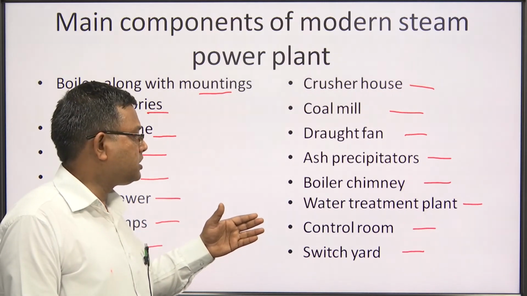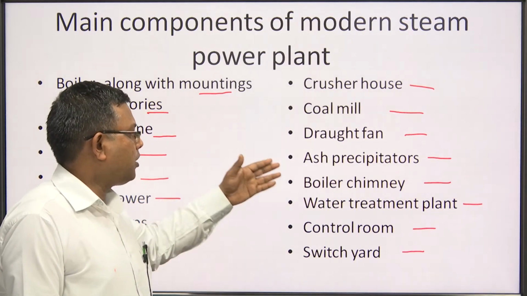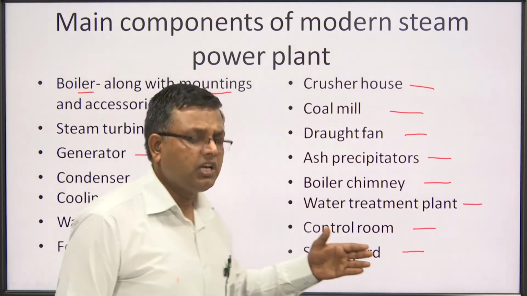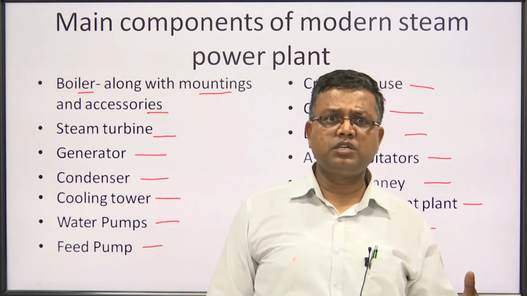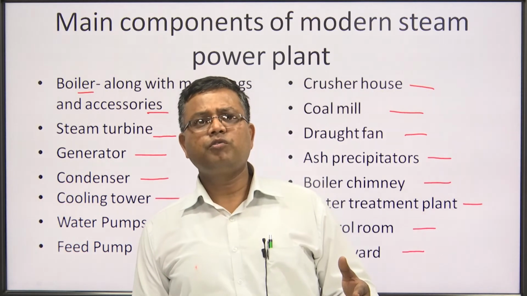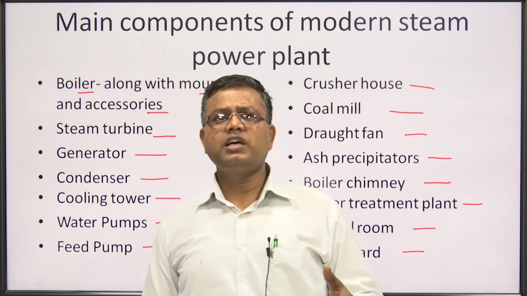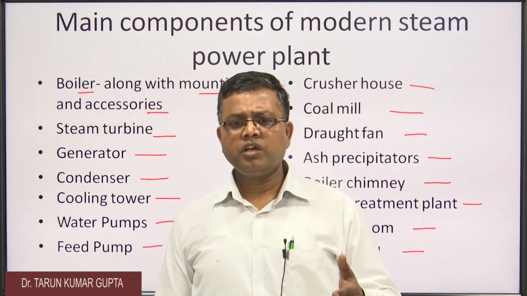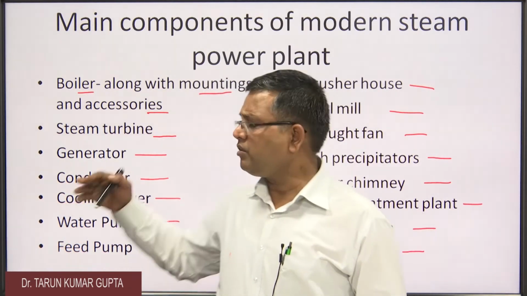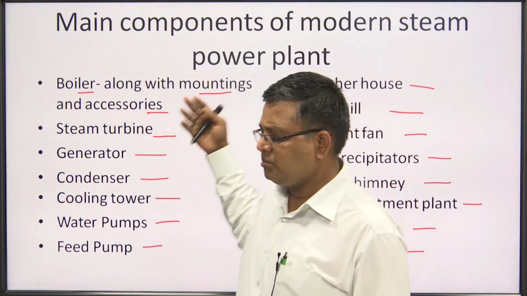Now automation is there, so most of the components are controlled with the help of a computer. So now direct involvement of humans is very little, and it is not necessary, right. So this is about modern steam thermal power plants.